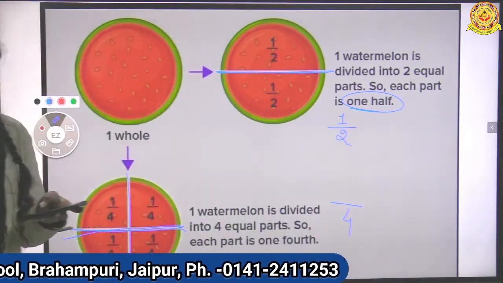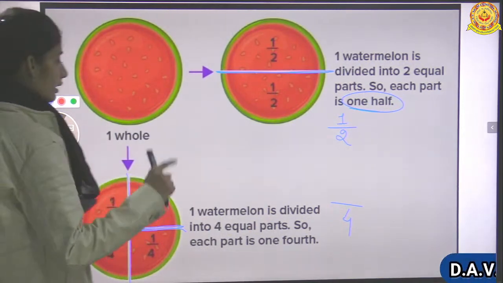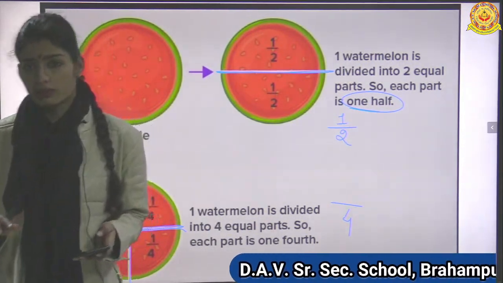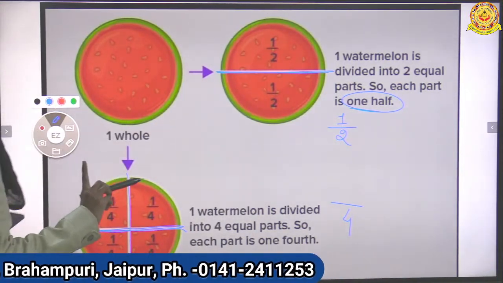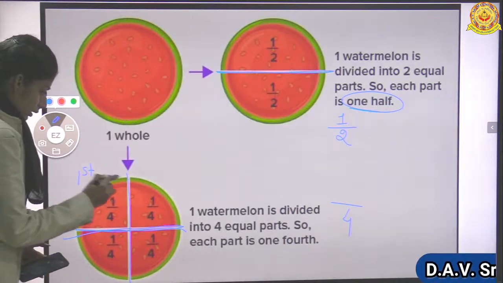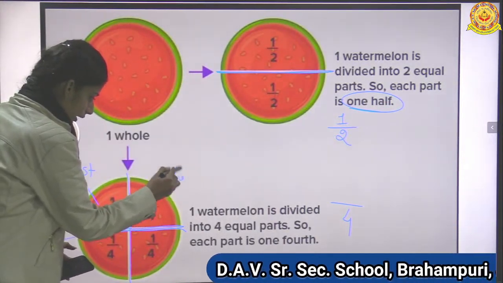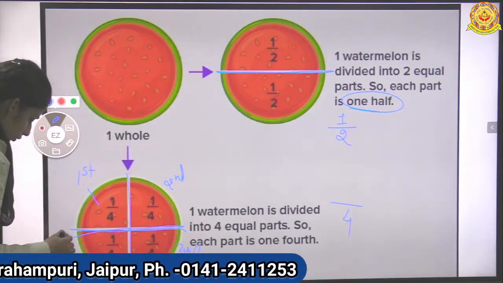Total how many parts? 4 parts. Whatever I will give to anyone, I will give out of 4. So to everyone, how much part will I give? 1 part to 1. Suppose this one I am giving to the first person, this one to the second, this one to the third, and this one to the fourth.